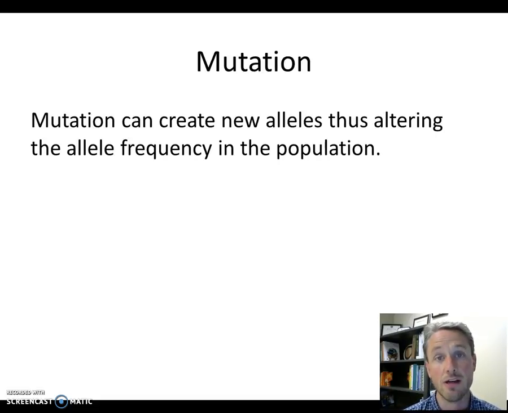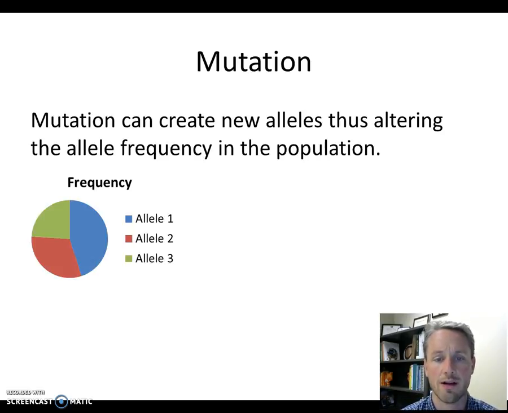Mutations can create new alleles in a population. So if an individual receives a new mutation, we might create a new allele of a gene. If we add an allele to the population, we by definition have changed the frequency of the alleles. So let's look at this in a little bit of a graphical way. So if we think about the allele frequency for a gene in a population, and let's say this gene has 3 alleles, and they're distributed in this way, so that one is the most common, and the other 2 make up almost a quarter each, about.